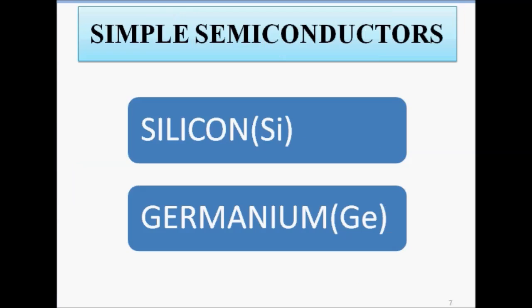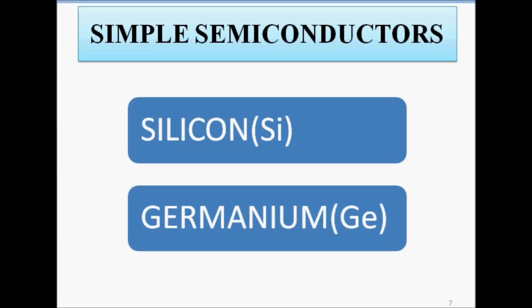So let's first discuss the simple or elemental semiconductors. I have taken silicon and germanium here for discussion, as they are the most commonly used elemental semiconductors. As I said earlier, simple semiconductors are those which are formed from a single element. Silicon is a single element, germanium is a single element, so they are simple semiconductors. They are composed of one element only.